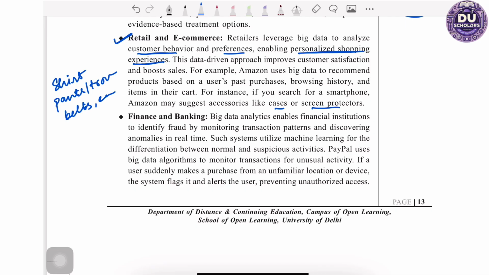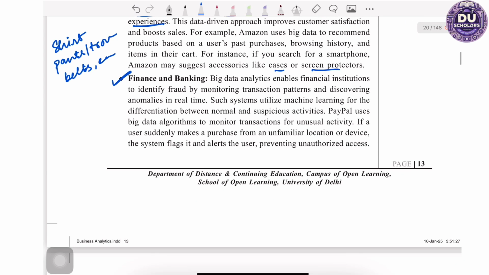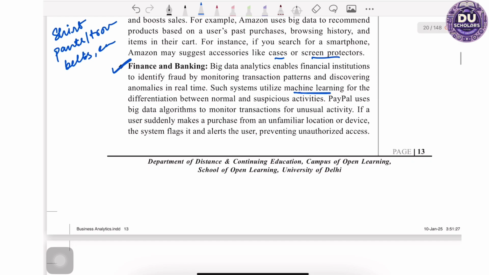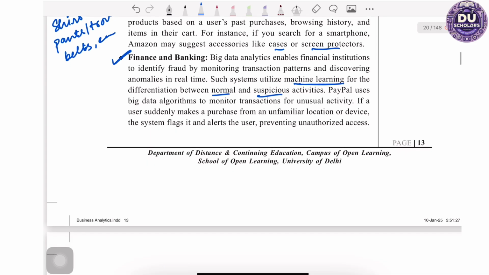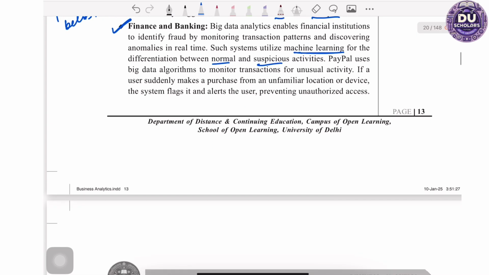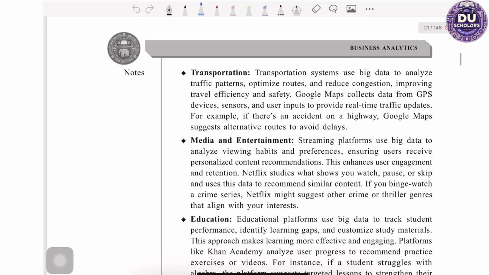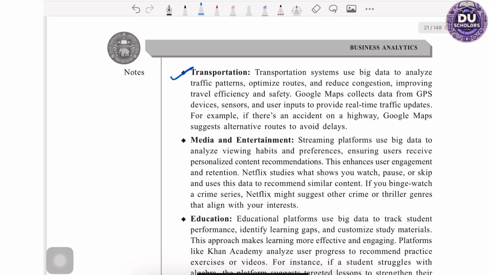So talking about the next sector, finance and banking. Big data analytics enables financial institutions to identify fraud by monitoring transaction patterns and discovering anomalies in real time, right? Such systems utilize machine learning for differentiating between normal and suspicious activities. Okay, so if a user suddenly makes a purchase from an unfamiliar location, the system flags it and alerts the user, preventing unauthorized access, right? Talking about transportation, transportation uses big data to analyze traffic patterns.